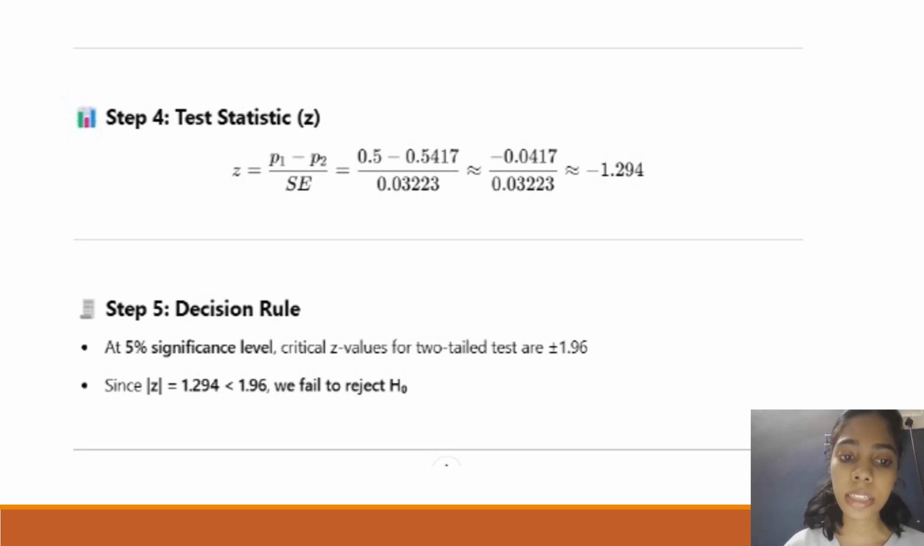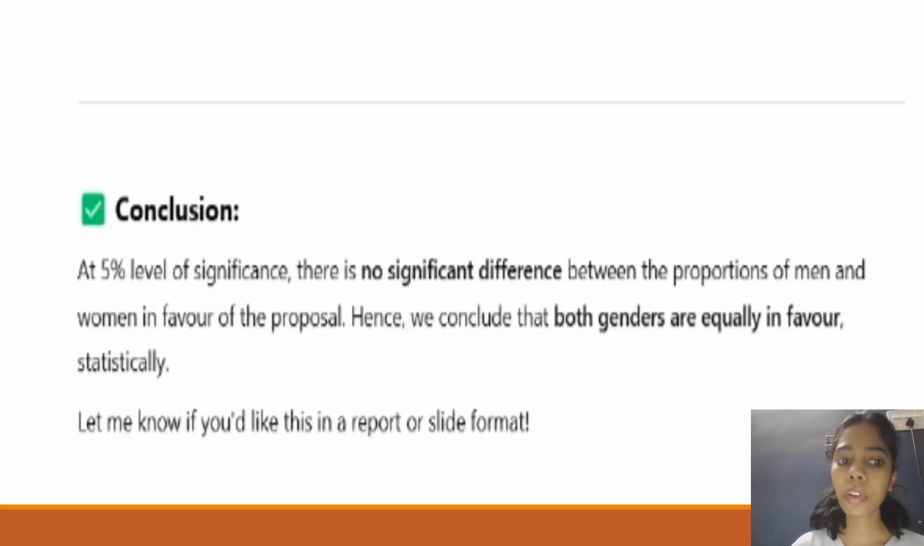And the next step is the decision rule. At 5% significance level, the critical Z values for a two-tailed test are plus or minus 1.96. Since the modulus of Z is 1.294, which is less than 1.96, we fail to reject H0. Therefore, for the conclusion, at 5% level of significance, there is no significant difference between the proportions of men and women in favor of the proposal. Hence, we conclude that both genders are equally in favor statistically.